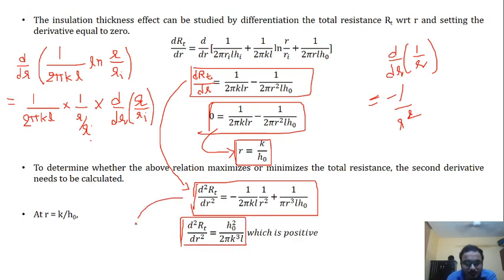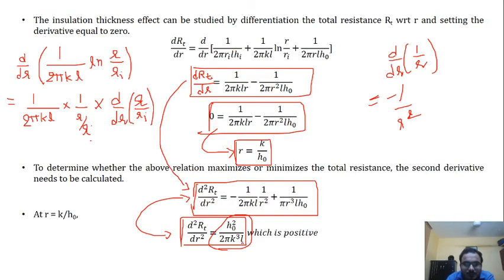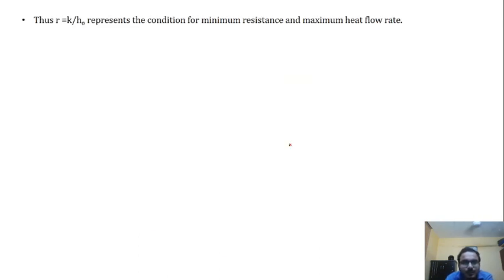I will suggest you to do this by yourself. Okay, it is simple mathematics, you can do it by yourself. And if you focus on the right hand side, h0 is positive, 2 pi is positive, k is positive, and l is positive. So this entire term will be positive. That means the value of thermal resistance will be minimum at r is equal to k upon h0. So this is the condition for minimum resistance and maximum heat flow rate.